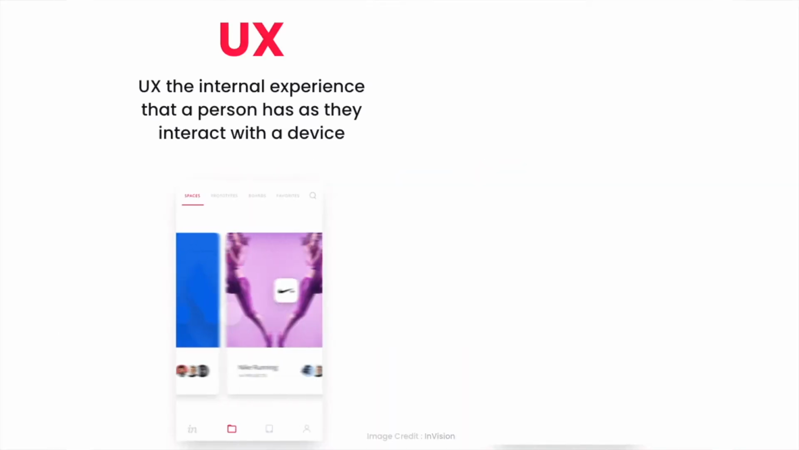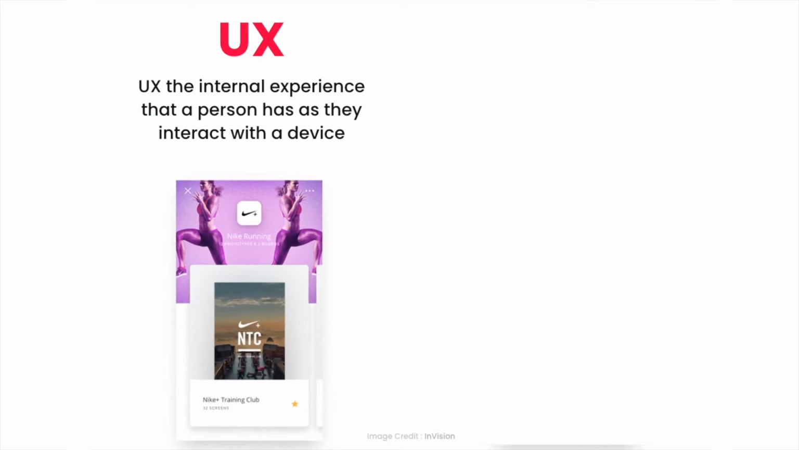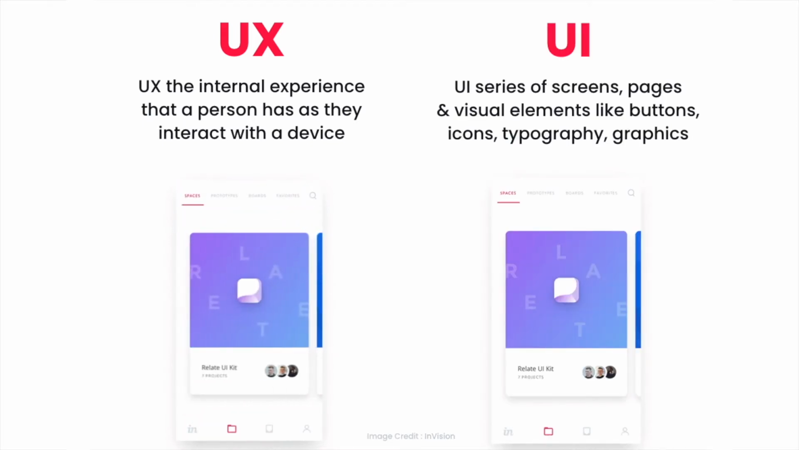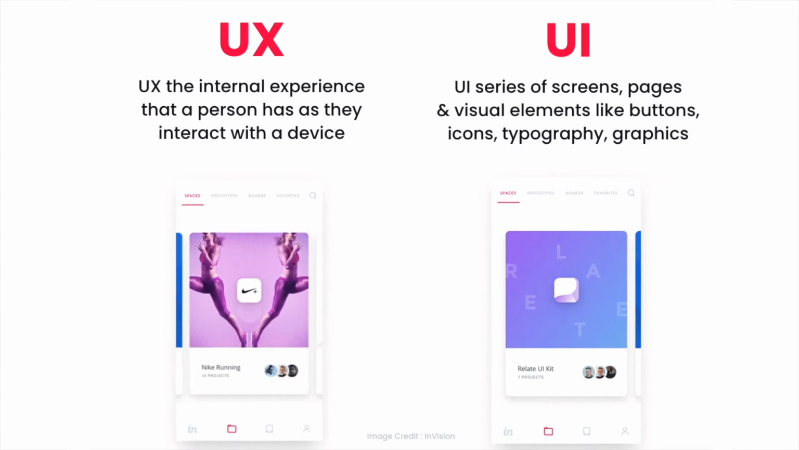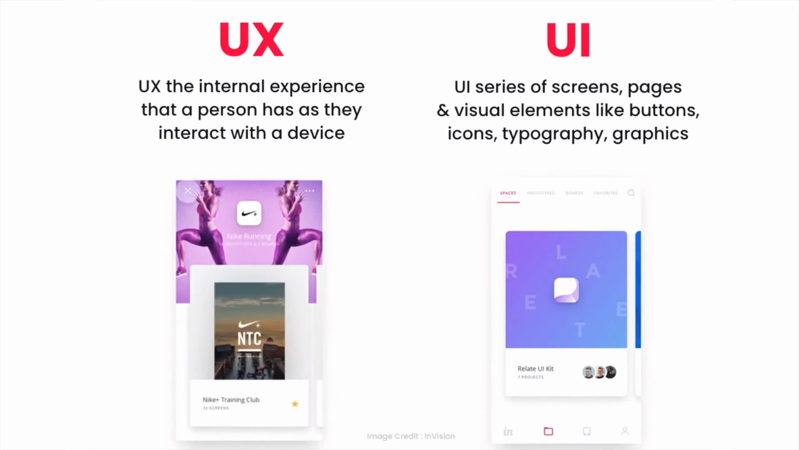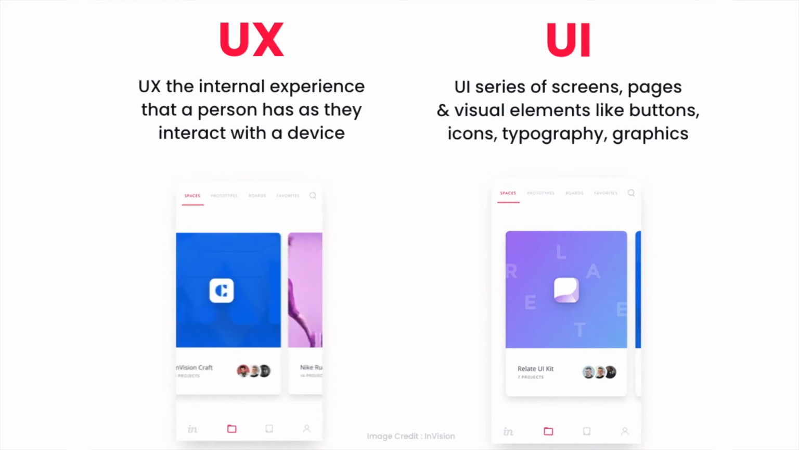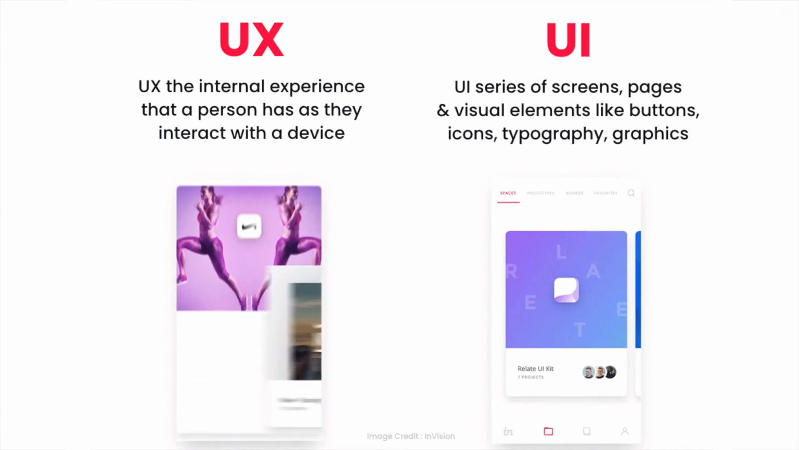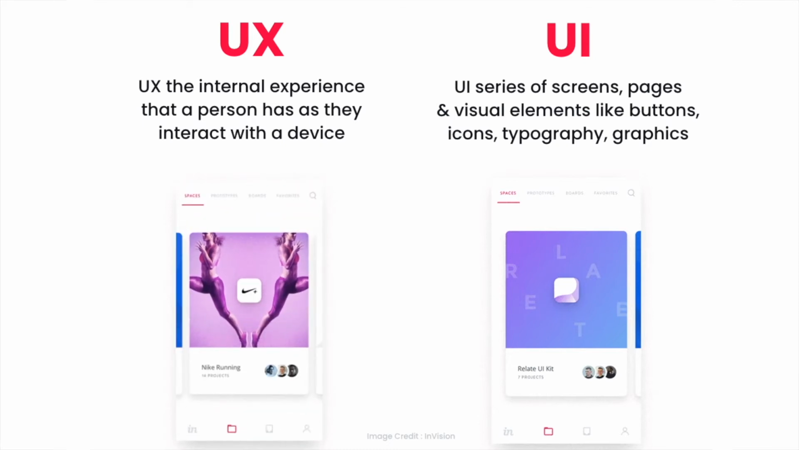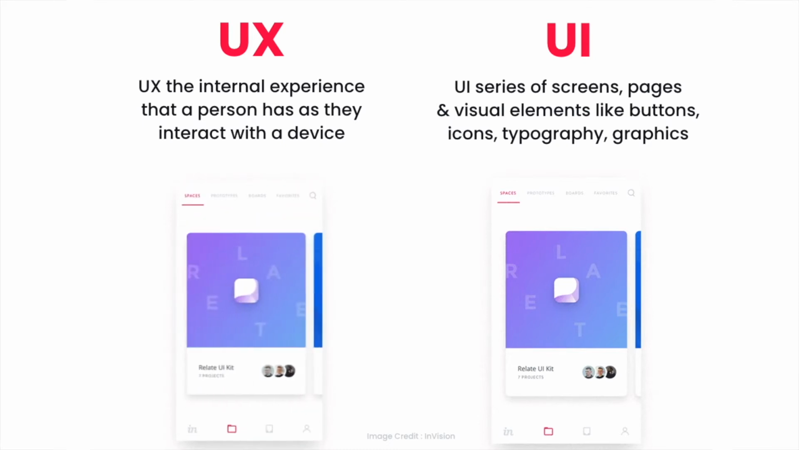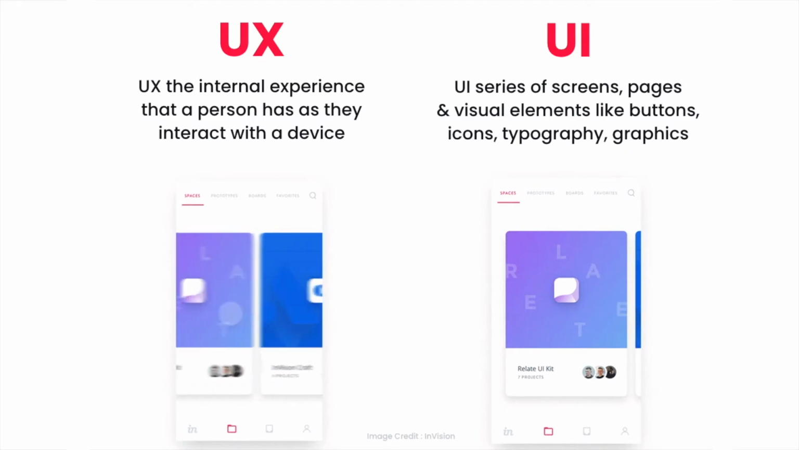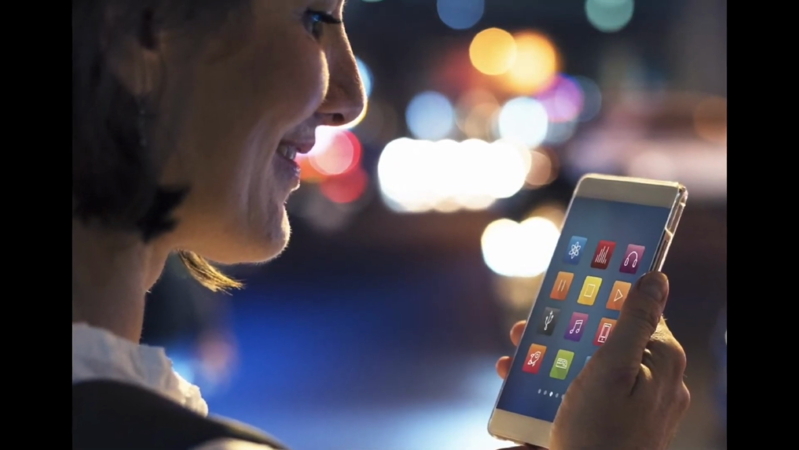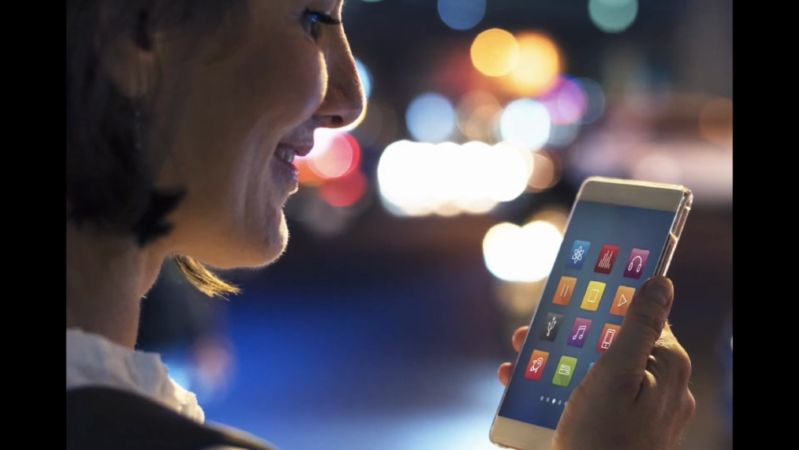UX is the internal experience that a person has when they interact with the device. And UI is a series of screens, pages, and visual elements like buttons, icons, typography, and graphics. As you can see in this screen, this is a UI. It has some visual elements, typography, graphics, icons, all of them together making a user interface. When a person is interacting with the product through the user interface, that is our user experience.